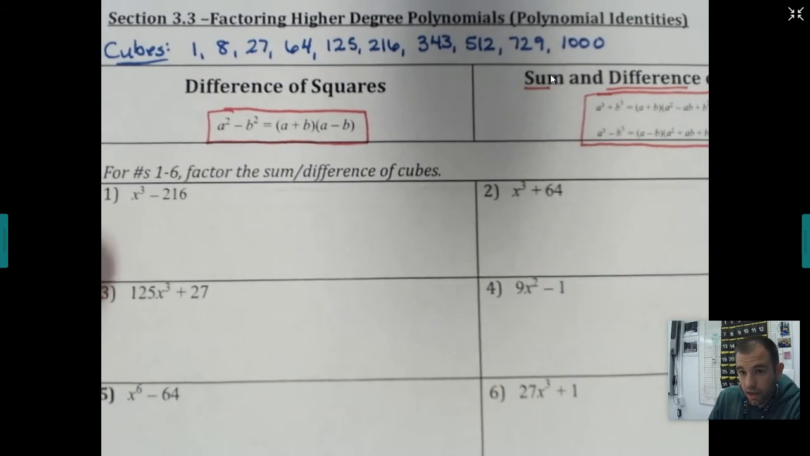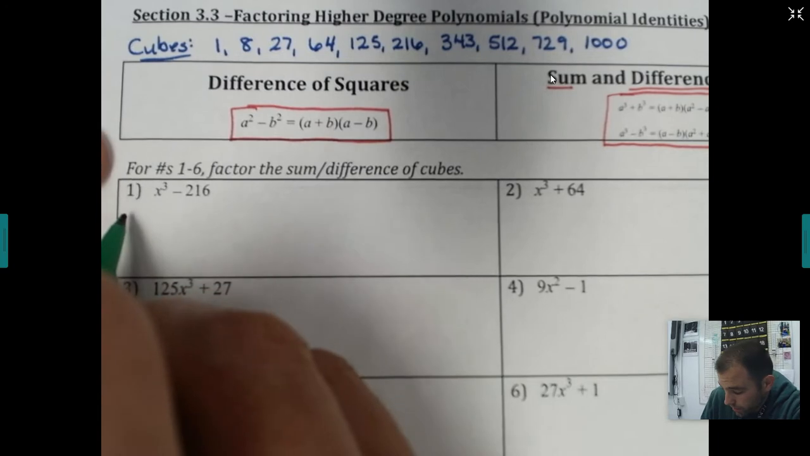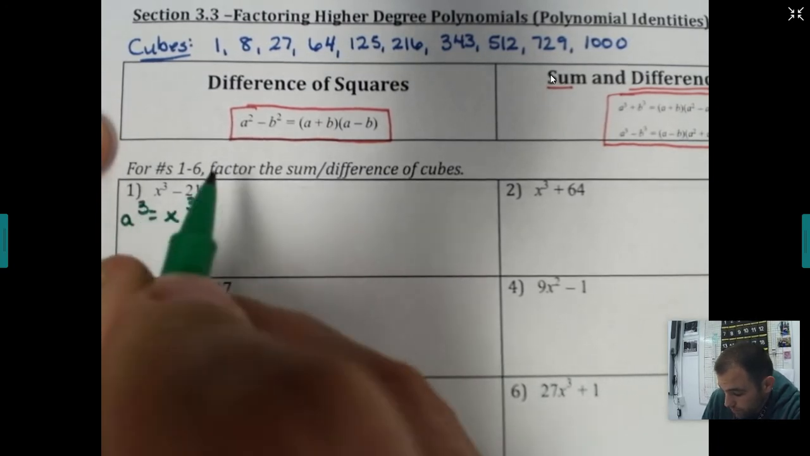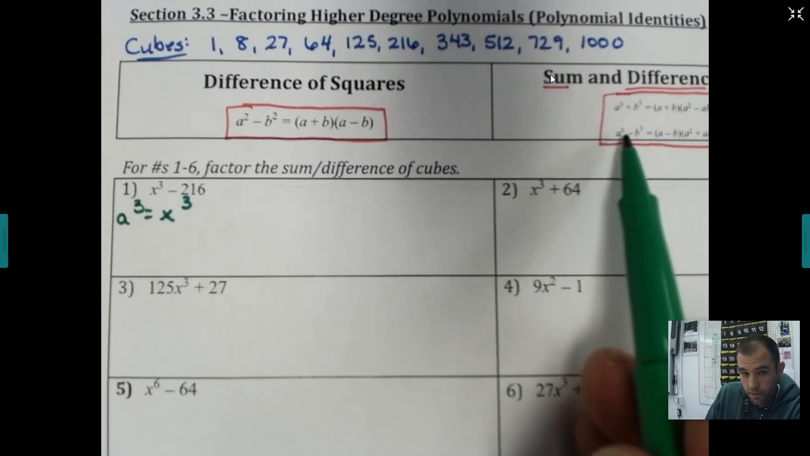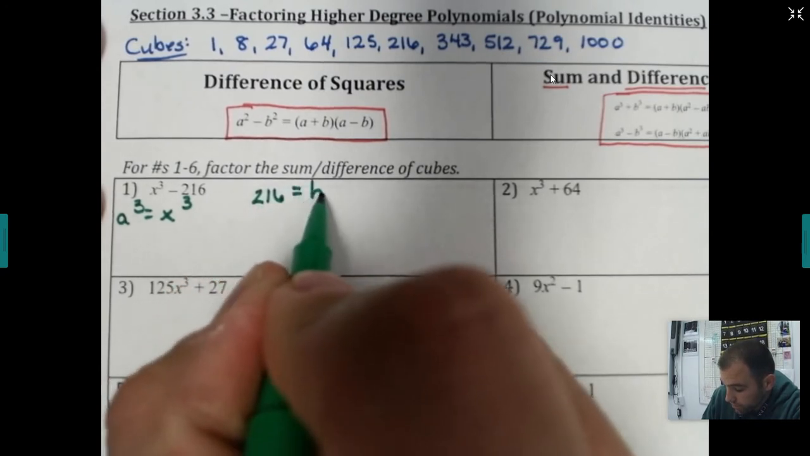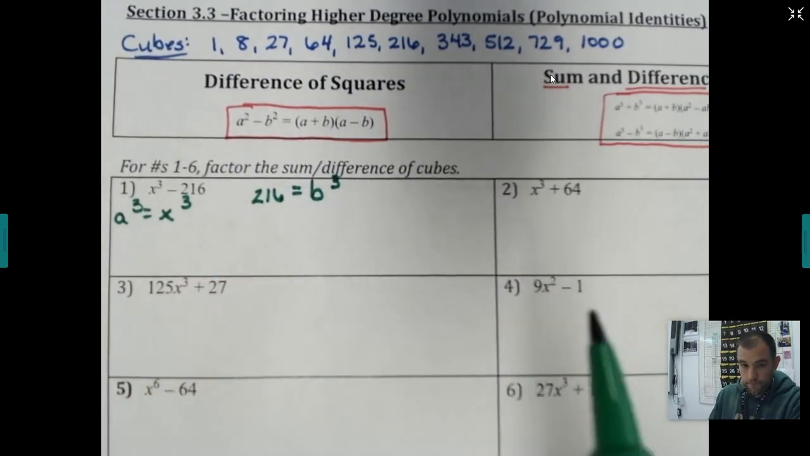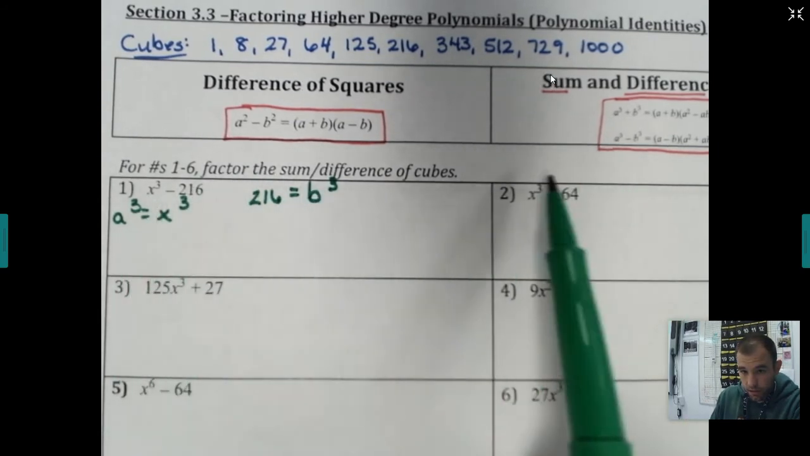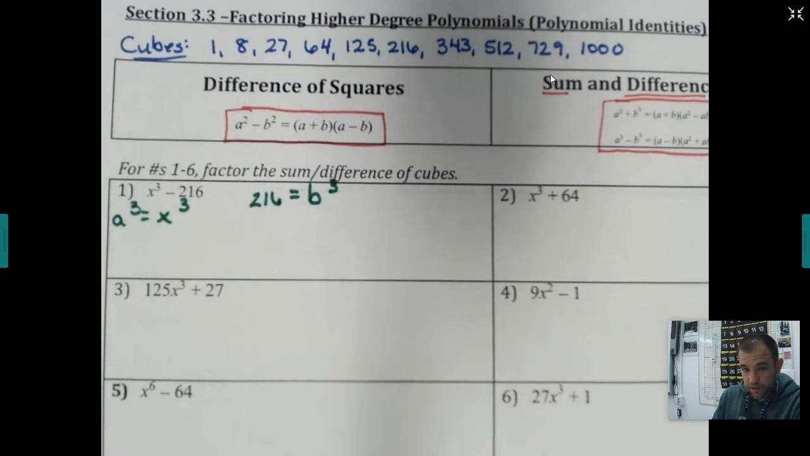What I like to do is label them. So I'm going to say a cubed is the same as x cubed, just based on my problem. X cubed is in the same place as a cubed. And then 216 equals b cubed. All right, a cubed is x cubed, it's in the same spot, and b cubed is 216.